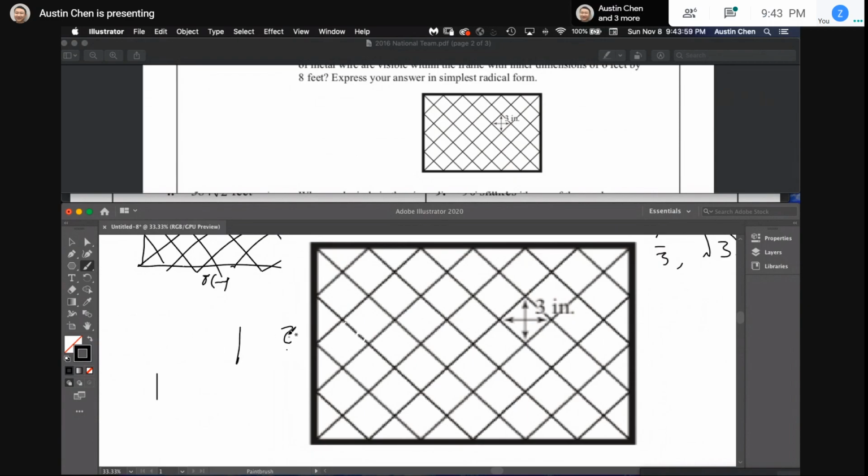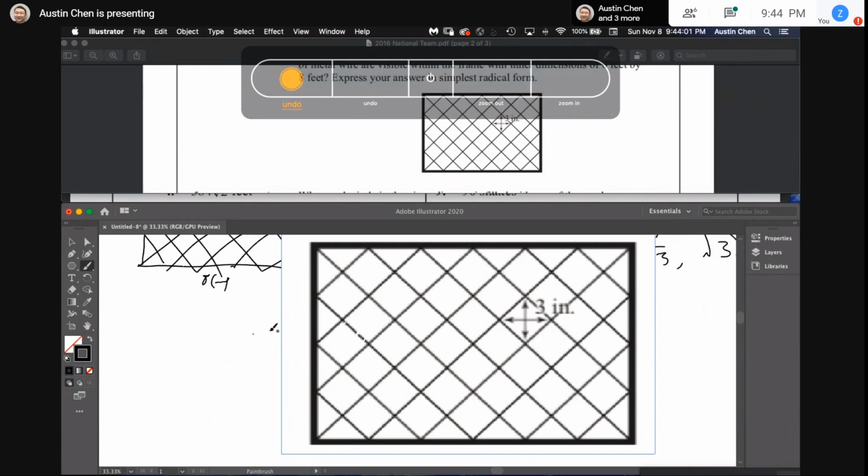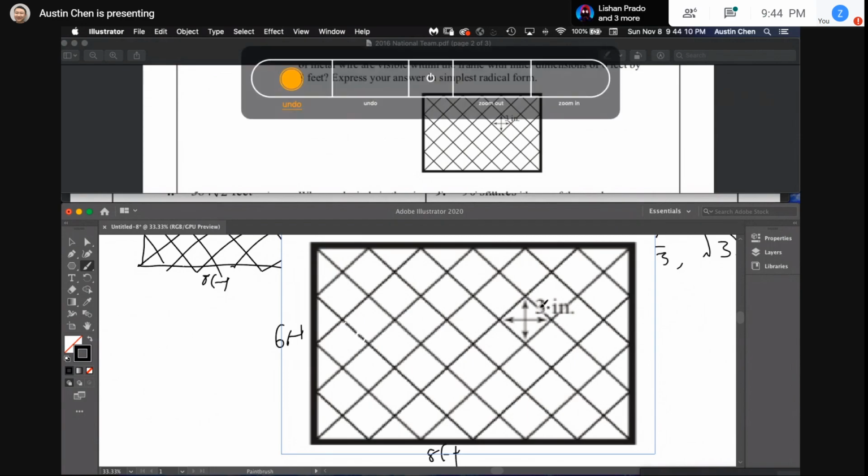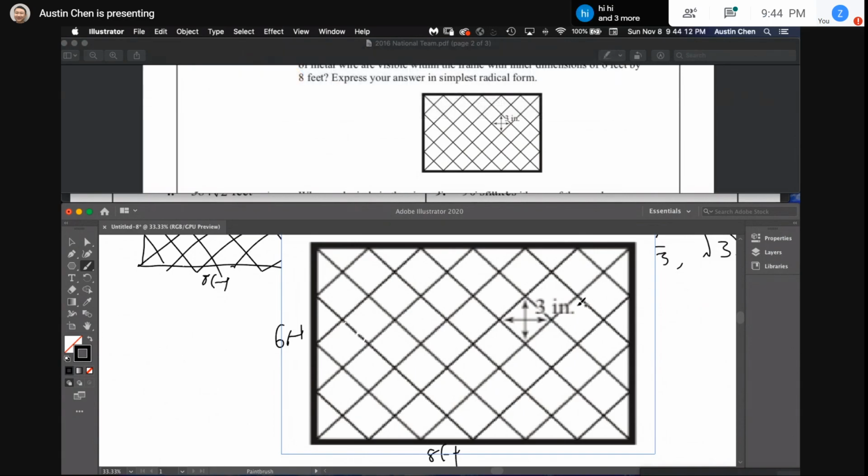Okay, so this side is 6 feet, this side is 8 feet. First note, we have different units, which is kind of bad, so be careful of that. Also, this is not to scale at all, because these are all 3 inches, and that would be 1 foot, but this is 6 feet, right?